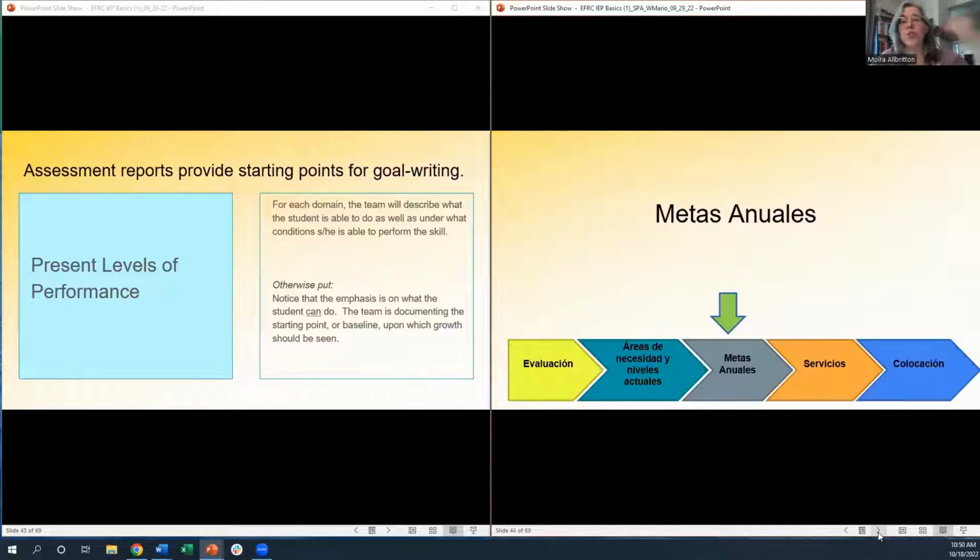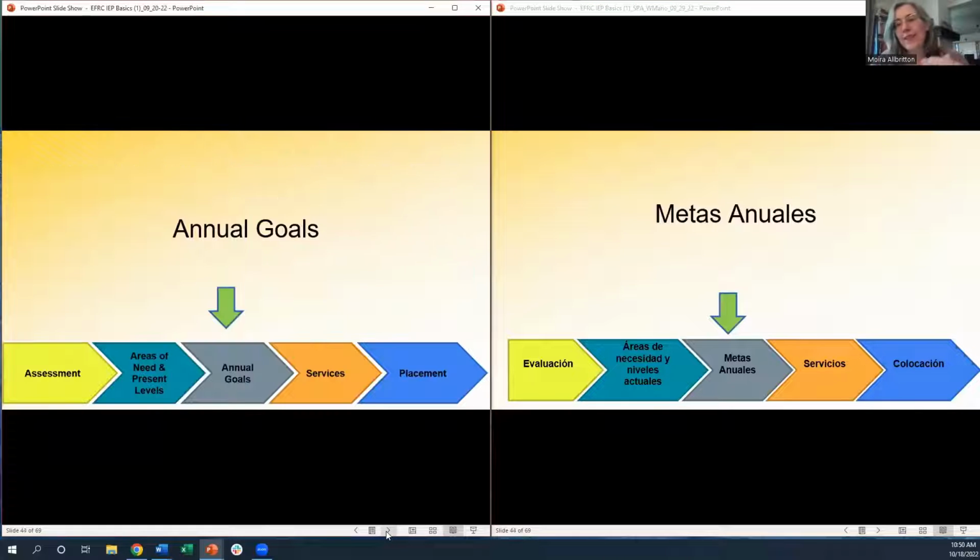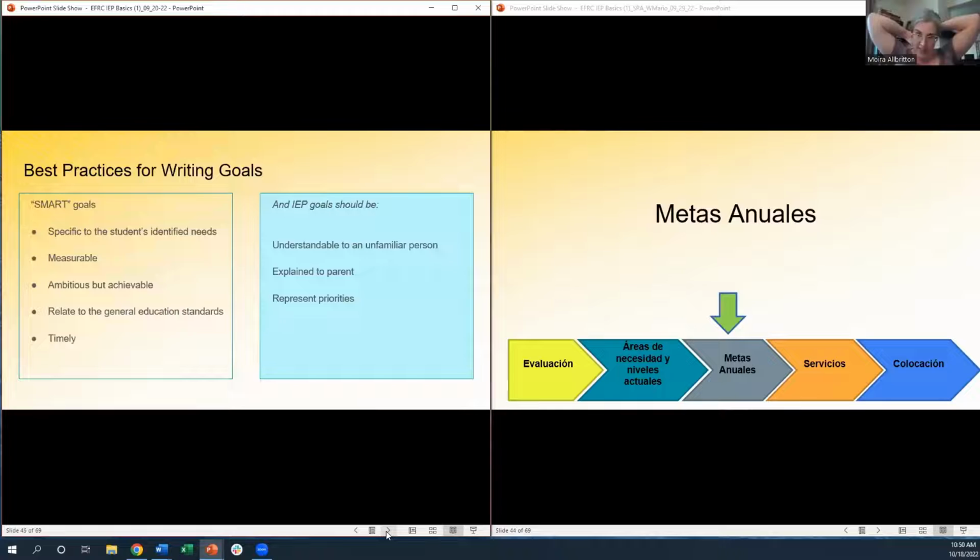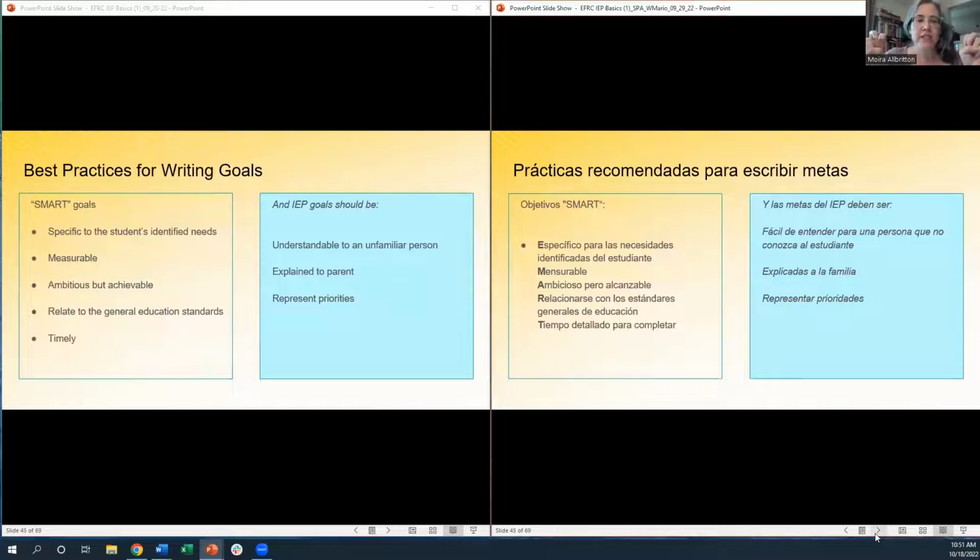Okay, so presuming that we've done the assessment and it's all fabulous, presuming that the assessment found these areas of need and everybody's in agreement, we move on to writing annual goals. We have best practices for writing goals on the next page. And sometimes you'll hear them called SMART goals. You can read specific, measurable, ambitious, relevant, timely. But I want to spend some time talking about what goals should be.